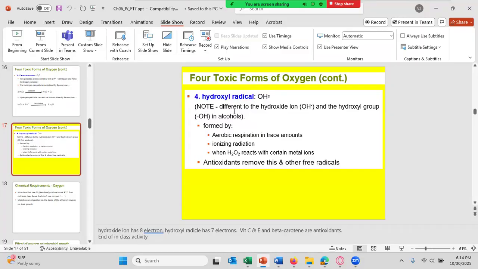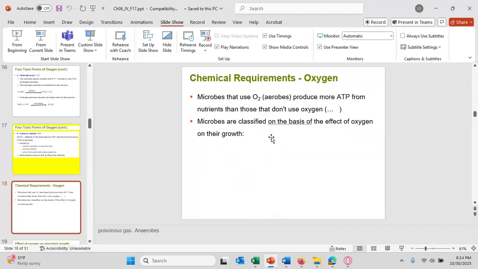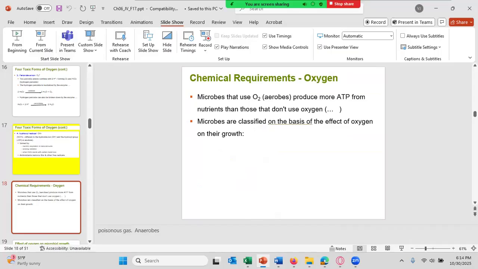All right, any question about any of this so far? Microbes that use oxygen, we call them aerobes, and they produce more ATP from nutrients than other organisms that do not use oxygen. Microbes are classified on the basis of the effect oxygen has on their growth.